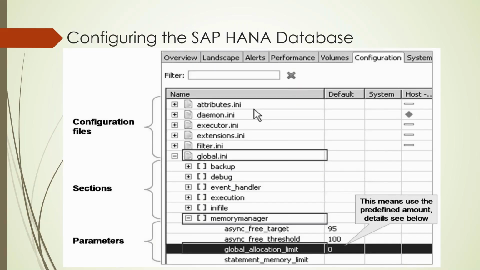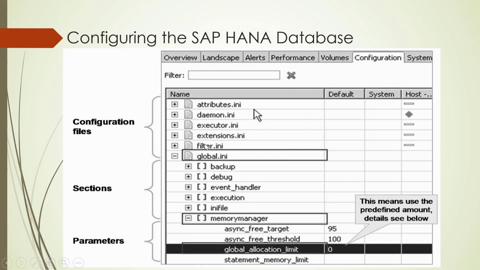If you go to the configuration tab, you will see the configuration files. These INI files are nothing but the configuration files. We have attributes.ini, daemon, executor, extensions, and a lot of others which I am also not aware of. What we use on a daily basis is basically global.ini most of the time, then indexserver.ini. In these we change a lot of things. We'll see what we change, how we change, and what the recommendations are.